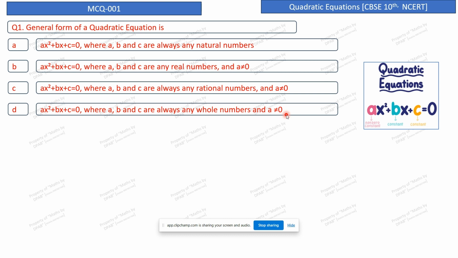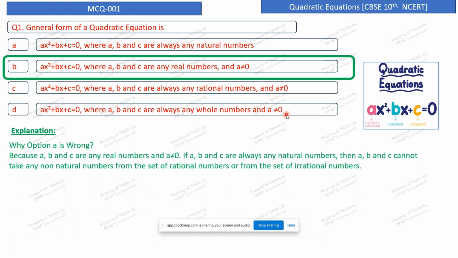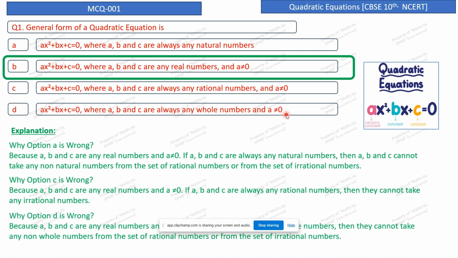Those who have given the answer B, it's right. Those who have selected other than B, they are wrong. So the explanation is given here. Why option A is wrong? Why option C is wrong? Why option D is wrong?